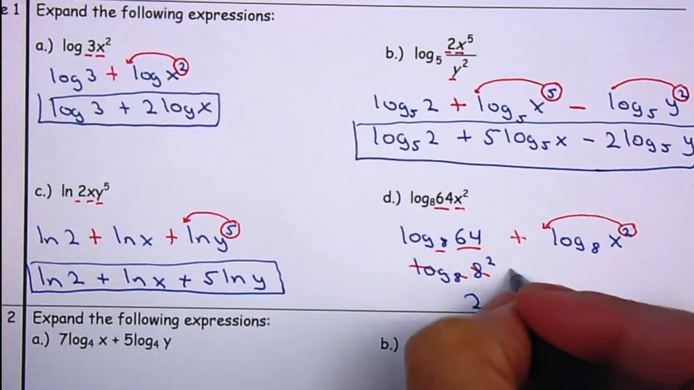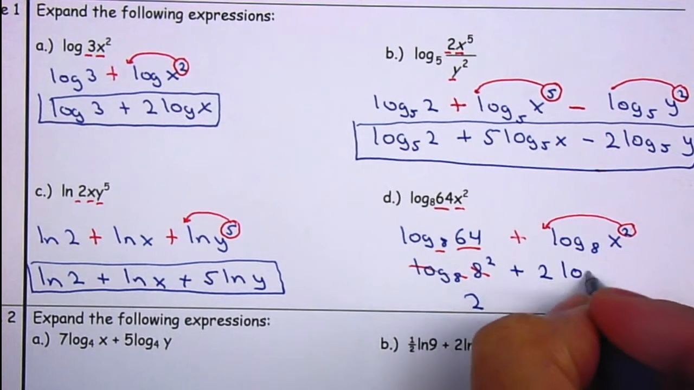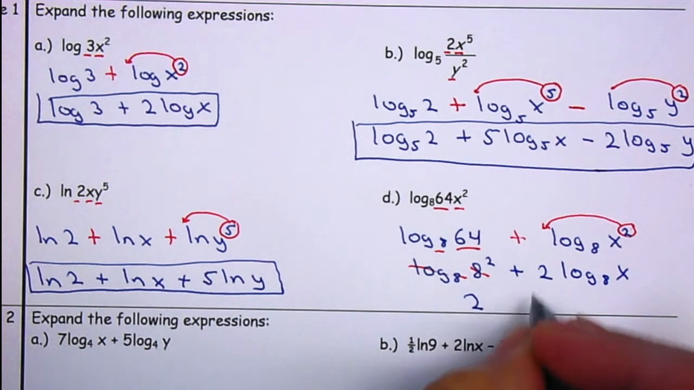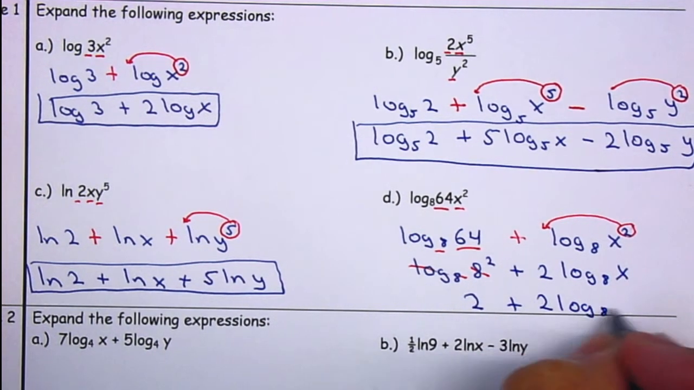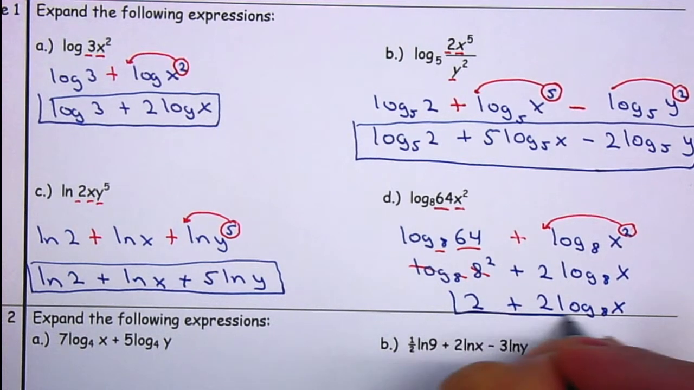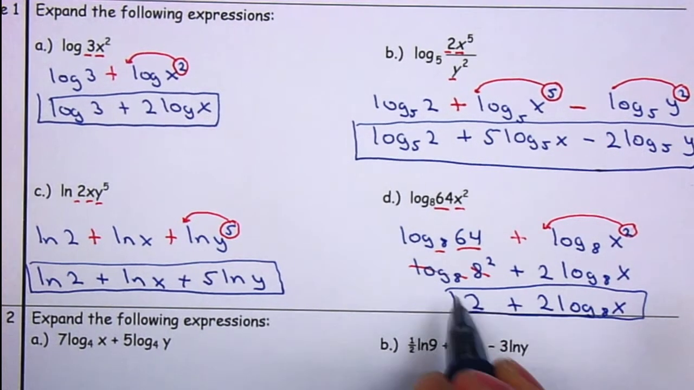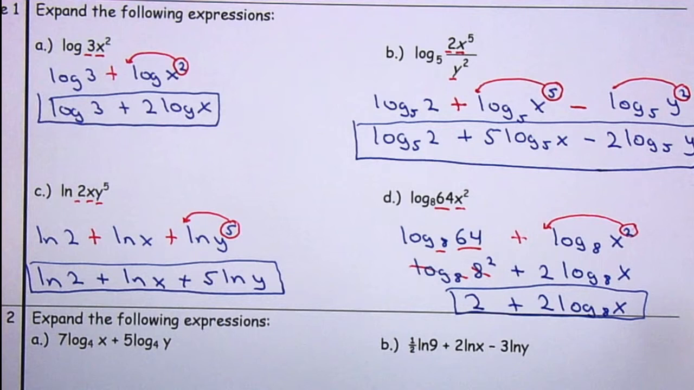But let's continue. Plus 2, the log base 8 of x. Let's bring this down. Plus 2 log base 8 of x. Remember that if you are able to simplify the log, you want to simplify all the way through, just like we did on this problem.